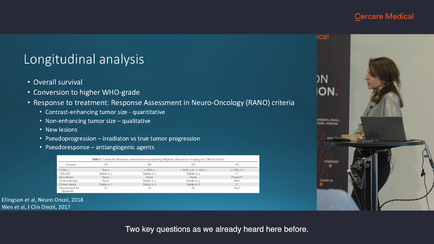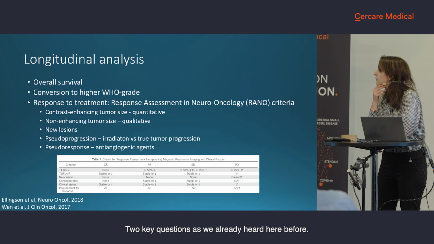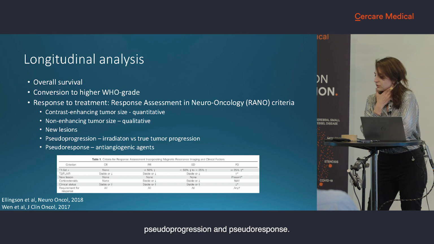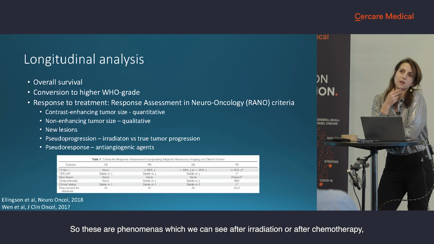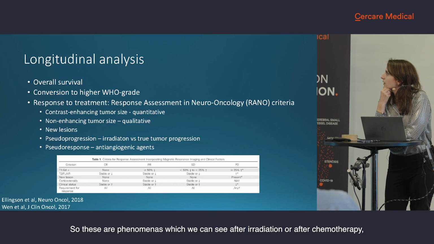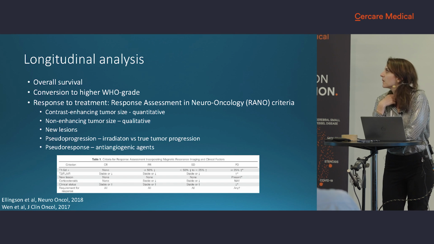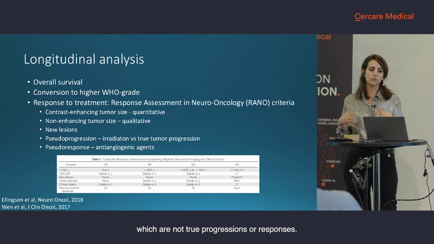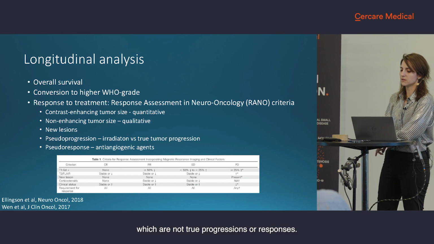Two key questions, as we already heard here before, are pseudoprogression and pseudo-response. These are phenomena which we can see after irradiation or after chemotherapy, which are obviously not true progressions or responses.